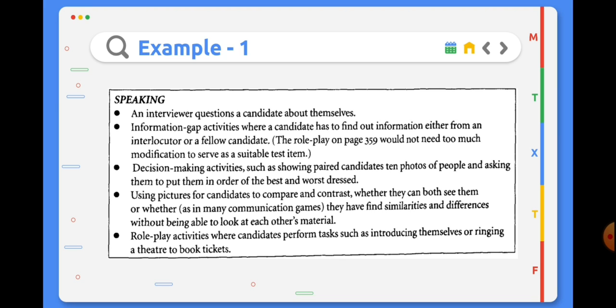Let's see some examples of direct test items. Here is an example of a speaking test. The test begins with questioning the test taker, followed by information gap activities, decision-making activities, using pictures to compare and contrast, and the last step is role-play activities.